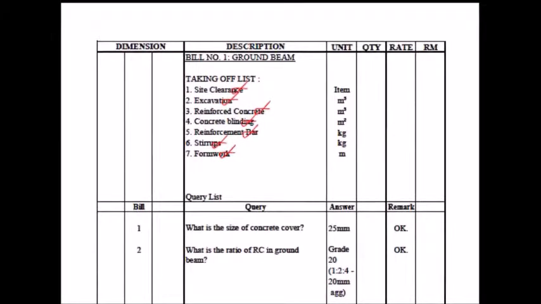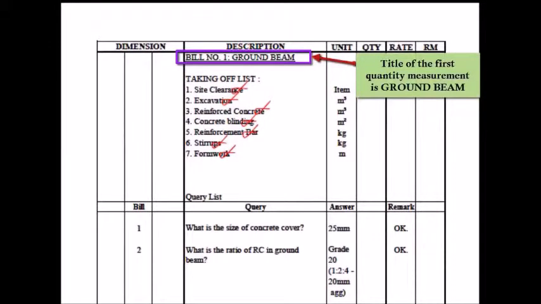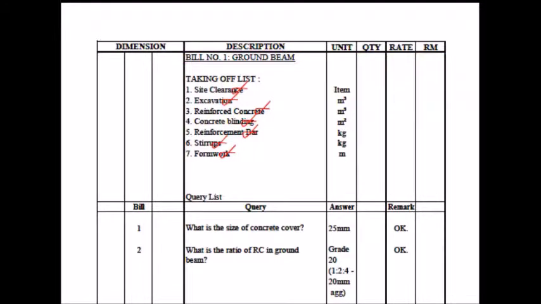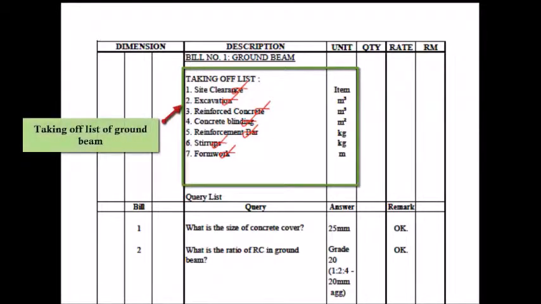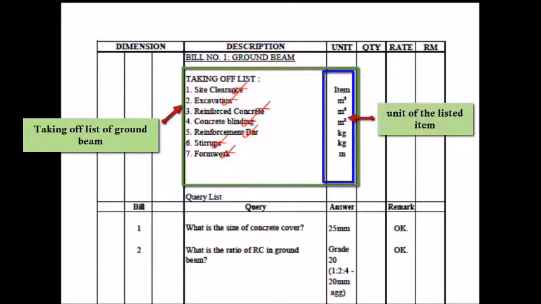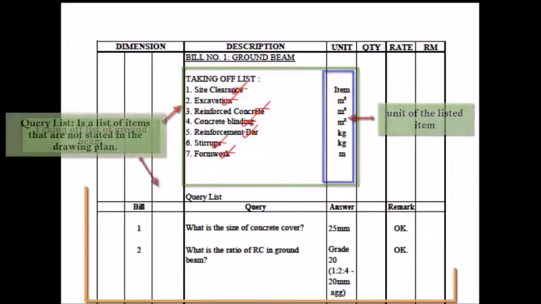First, we must write the title of the quantity measurement, so that we know the main topic of the quantity measurement is ground beam. Next, make sure there is a taking off list below the title. The ground beam taking off list includes site clearance, excavation, reinforced concrete, concrete blinding, reinforcement bar, stirrups, and also formwork. Must not forget to write down the unit for each item in the taking off list.